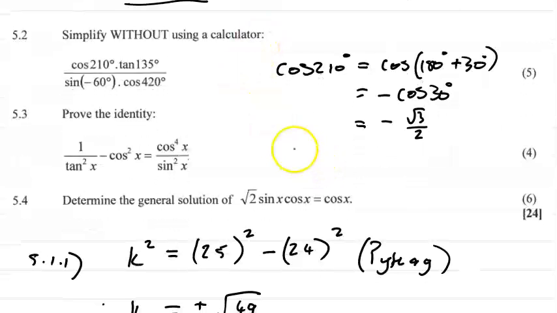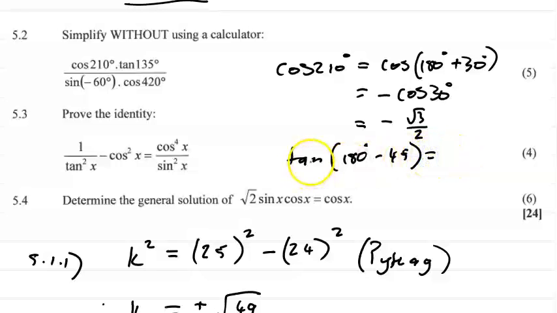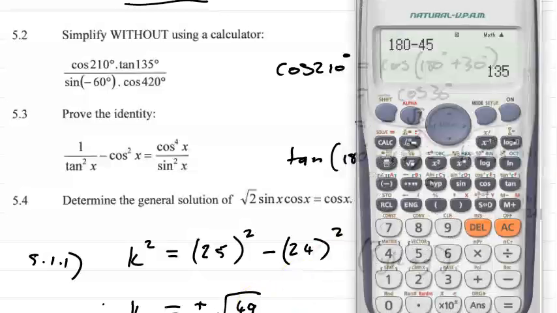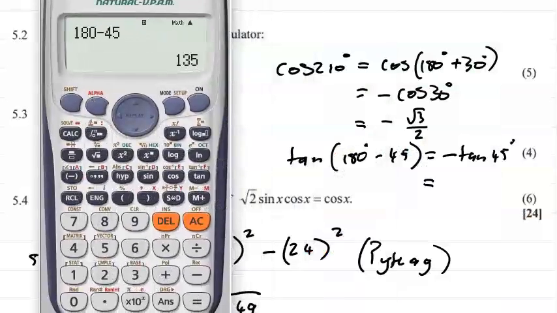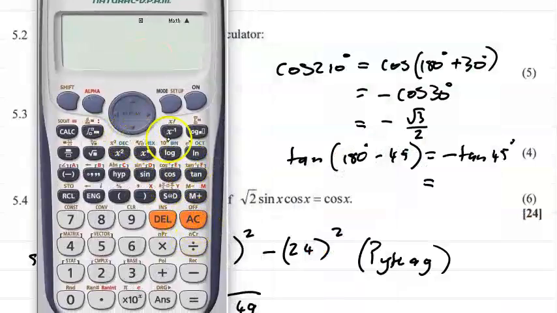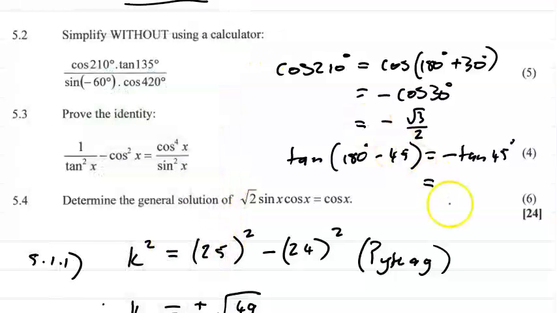So basically it will be tan of 180 minus 45 degrees, which is equal to, remember now in the second quadrant tan is negative, so it will be minus tan of 45 degrees. Now tan of 45 degrees, if you have to use your calculator, tan of 45 degrees is 1. That's the easiest one to remember. But if you are still learning your special angles, tan of 45 equals 1. You can just double check using your calculator. So therefore that's going to be negative 1. Right? So now we've done the second one.